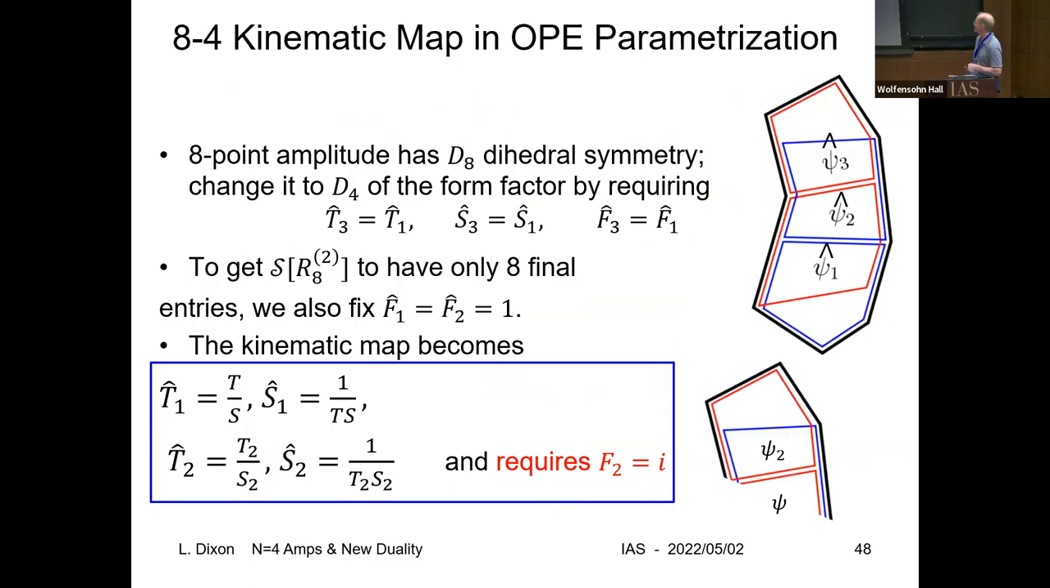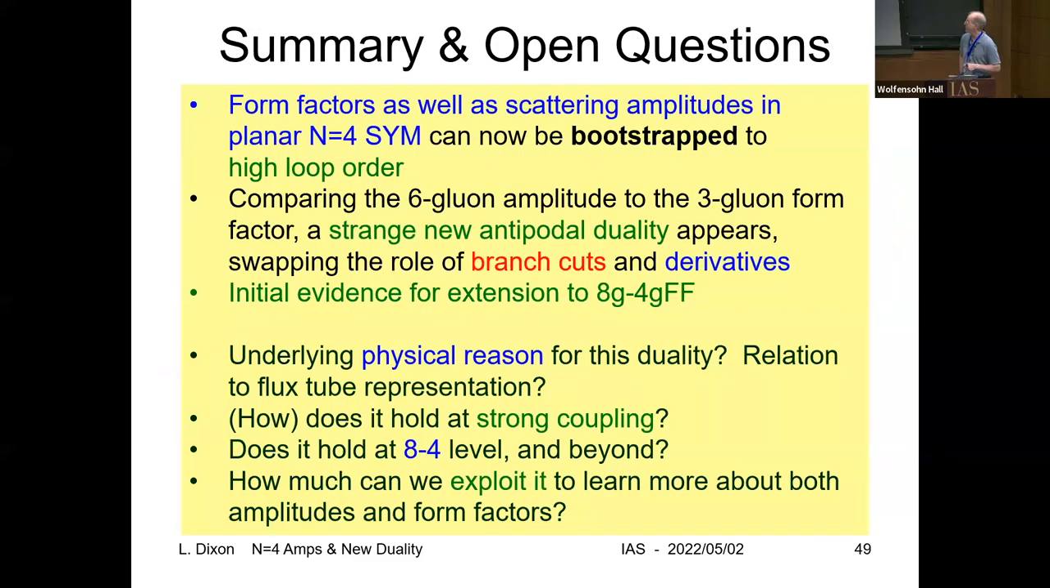But at least the kinematic map turns out to be, again, very simple in these flux tube inspired coordinates. It's just a kind of double copy of the same structure we had before, where T hat is T over S and S hat is 1/TS. And also the surface that we're on down here has an F2 fixed, but strangely it's fixed to i rather than one.